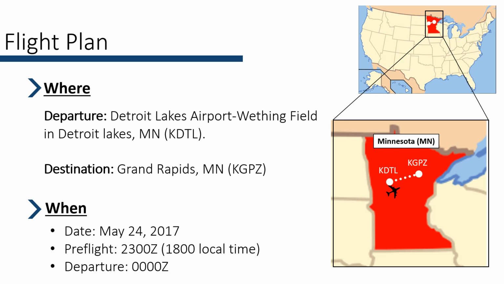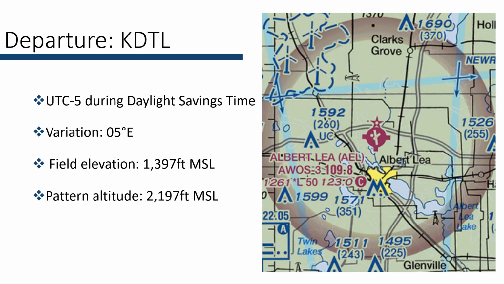The time of your pre-flight will be at 2300 Zulu, which is 6 p.m. local, and your departure time will be 0000 Zulu, or 7 p.m. local. At KDTL, the time zone is UTC-5 during daylight savings time. The variation at the airfield is 5 degrees east. The airport field elevation is 1,397 feet mean sea level, and the pattern altitude is 2,197 feet mean sea level.